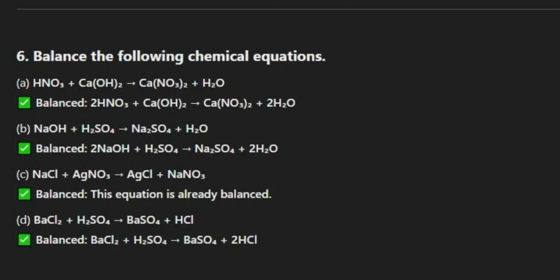C. NaCl plus AgNO3 to AgCl plus NaNO3. Balanced, this equation is already balanced. D. BaCl2 plus H2SO4 to BaSO4 plus HCl. Balanced, BaCl2 plus H2SO4 to BaSO4 plus 2HCl.